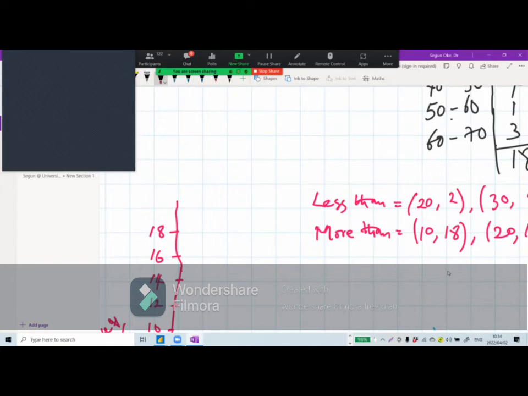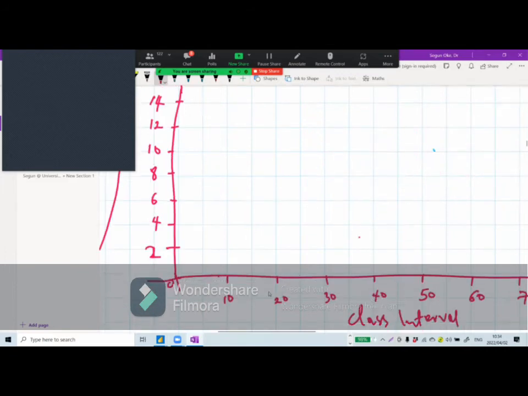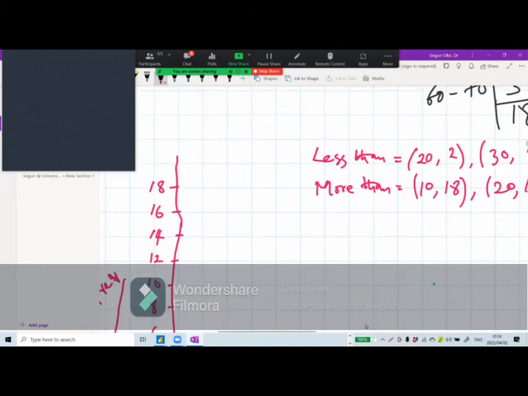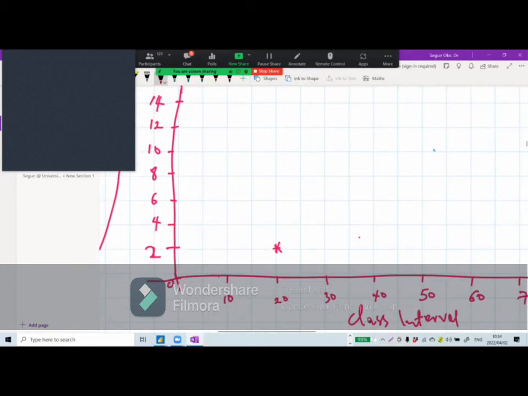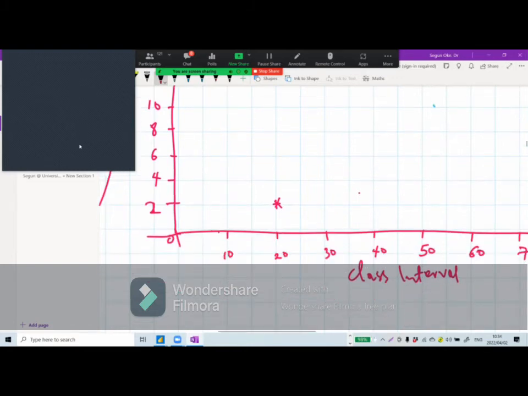The one of less than is what? You have 20 to 2, so our 20 is here. Can someone just help us call the value, please? Just one person. 30 to 5. Let's go to 5. It is between 4 and 6. Yes, okay. Next.